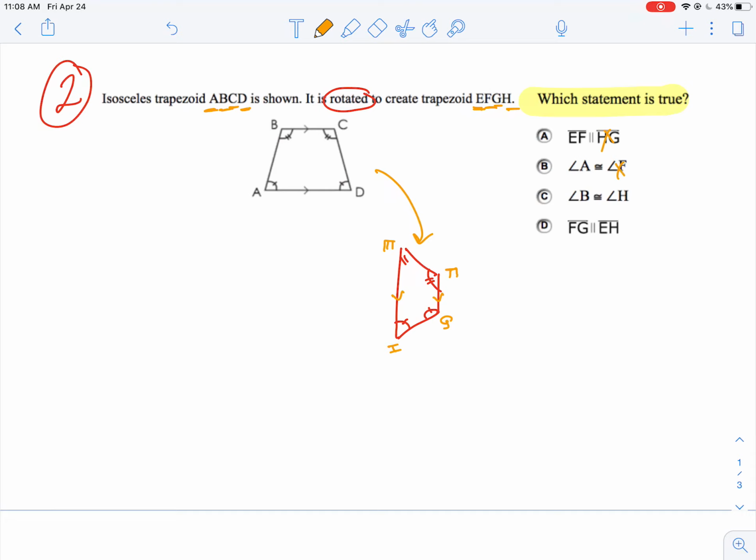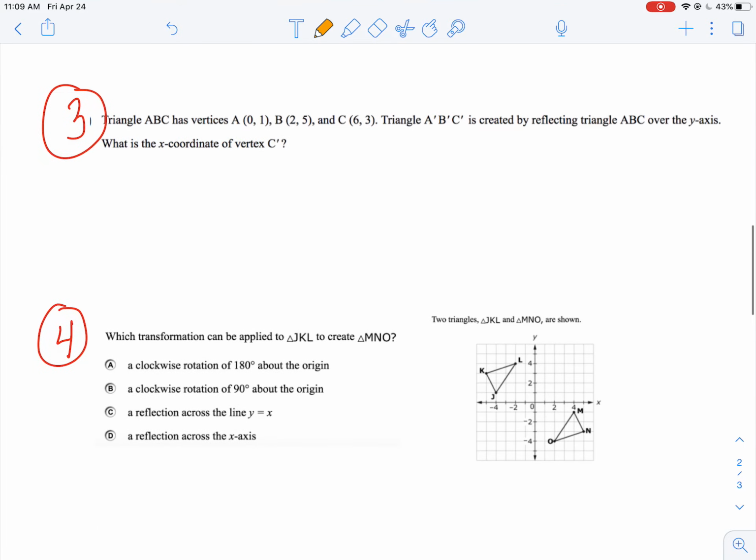No, and no. Angle B is congruent to angle H. So angle B has 2 markings, angle H has 1 marking, that is also not going to be correct. And then it says FG is parallel to EH, and notice parallel lines never cross, and that is going to be our answer there. Okay.